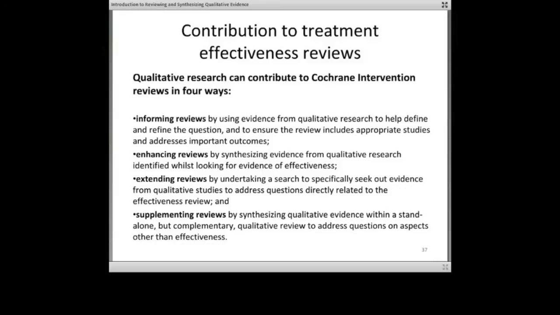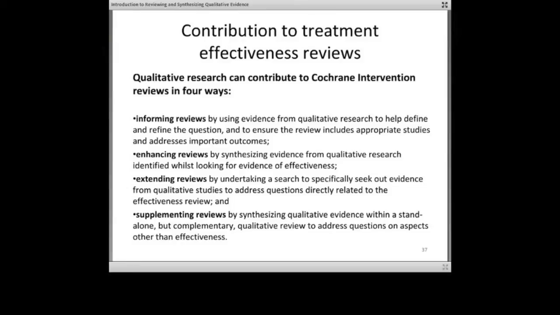We can extend them by searching specifically for evidence from qualitative studies to address questions that relate to effectiveness reviews but are not focused on effectiveness itself. For example, did we achieve the intended outcome? Why not? Why did we achieve it? What other influences do we see that were not protocoled in advance, and how can we deal with them? How can we change the program so that it would be sensitive to the concerns of those in the field?